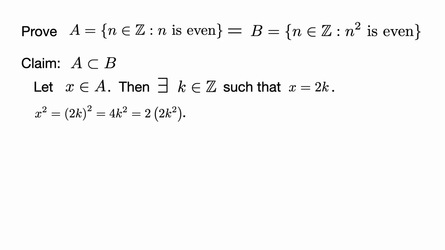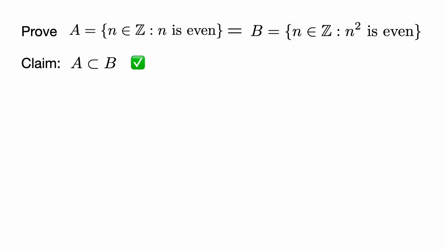2 is a factor of X squared. Therefore, X squared is even. Therefore, any element in A is also an element of B. Therefore, A is a subset of B.